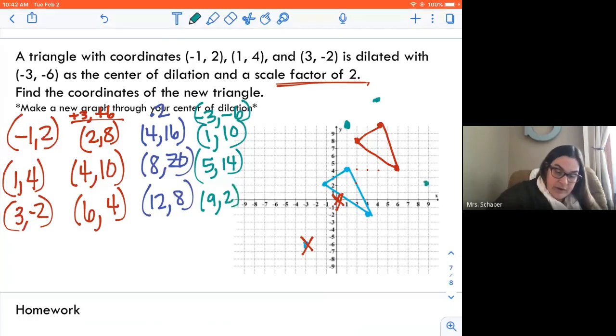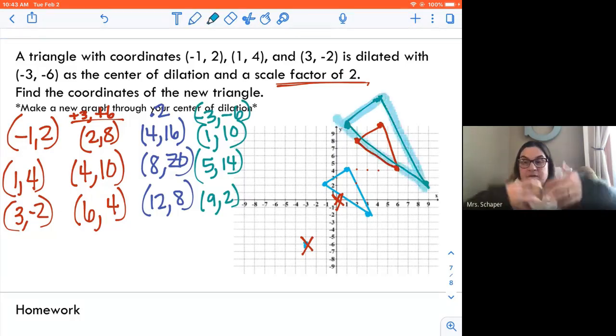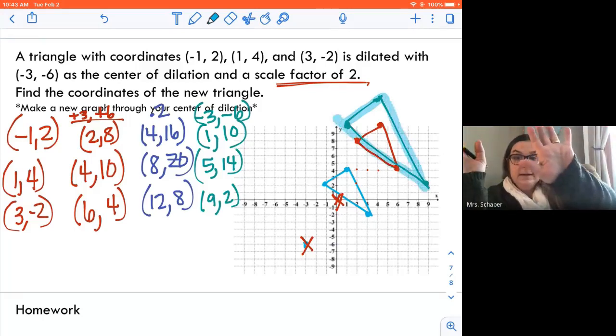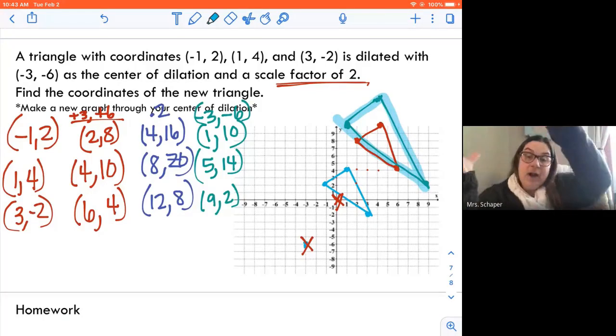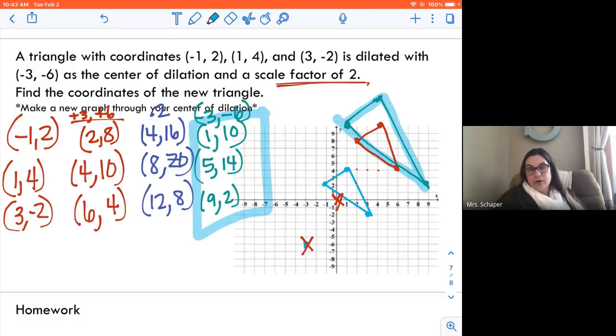Okay. So this figure is now double the size. And that's going to be my final figure. Because I shifted my center of dilation to the origin. So I shifted it all up 6 over 3. Did my magic. And now I got to shift it back. And so this is going to be the coordinates of the new triangle.